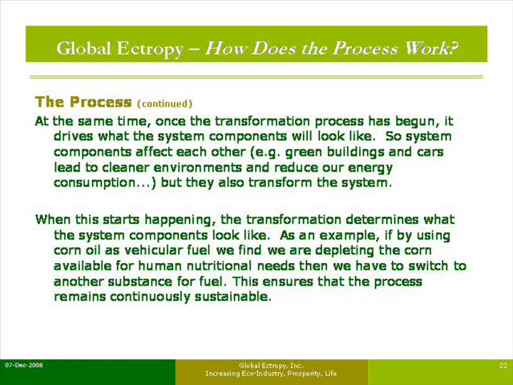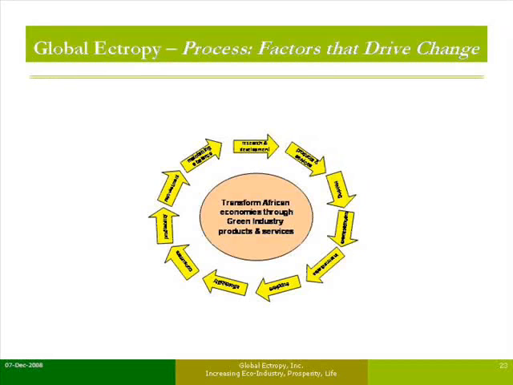When this starts happening, the transformation determines what the system components look like, and as we said before, if you use corn oil as a vehicle of fuel and you find that you're depleting the corn available for human nutritional needs, then we now have to start looking for other substitutes for fuel, and this is what ensures that the process remains continuously sustainable. Ensuring that this transformation process continues to happen are the circular arrows, which are the factors that drive change.